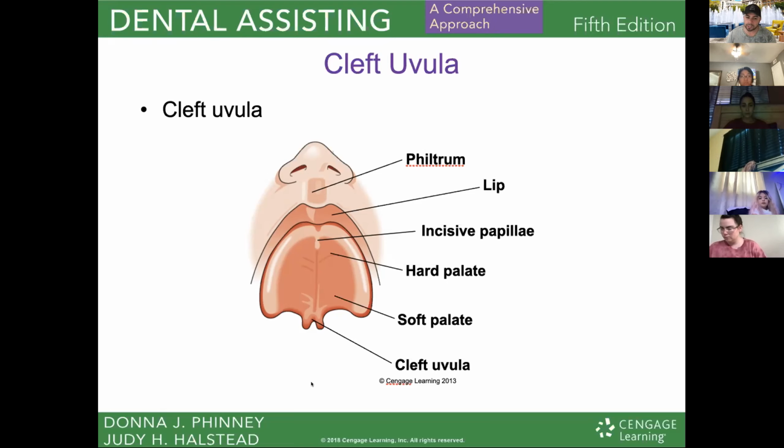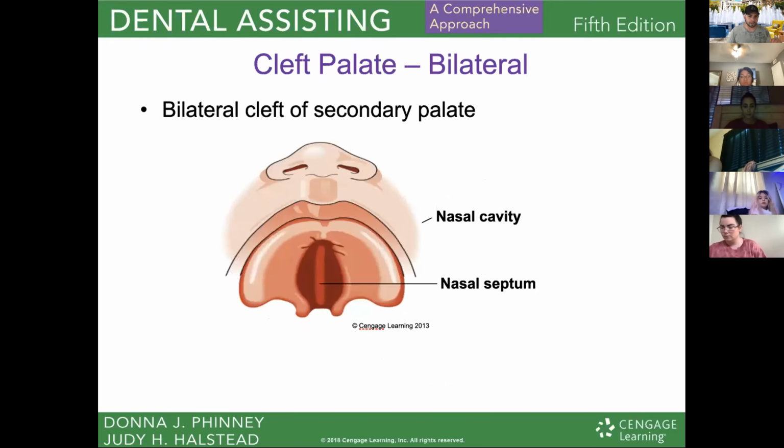So a cleft uvula, remember the dangly thing in the back of our throat? That's the mildest form of a cleft palate. So it's not really that big of a deal. It just looks like the uvula is split into two. So that is the mildest form.